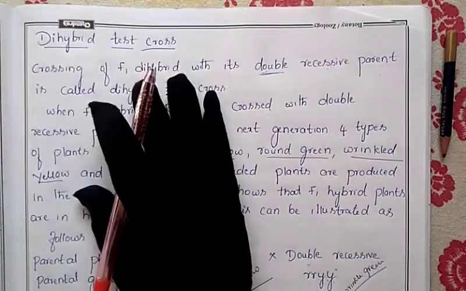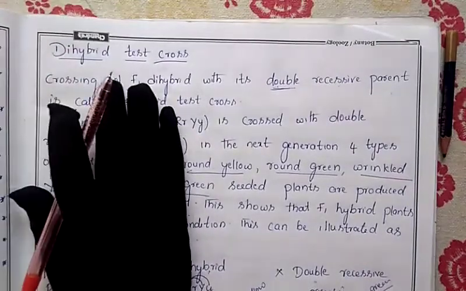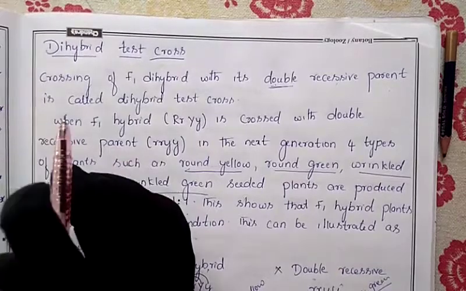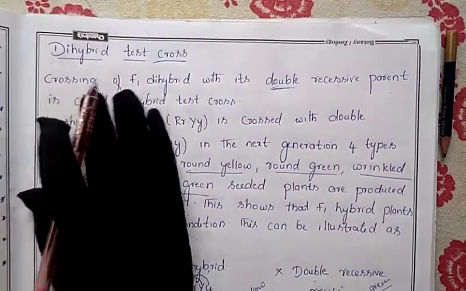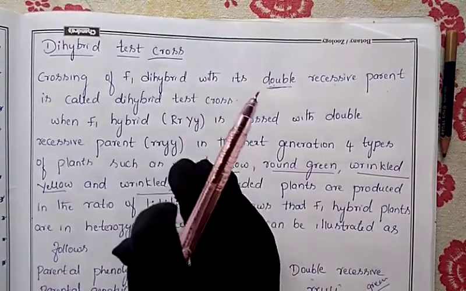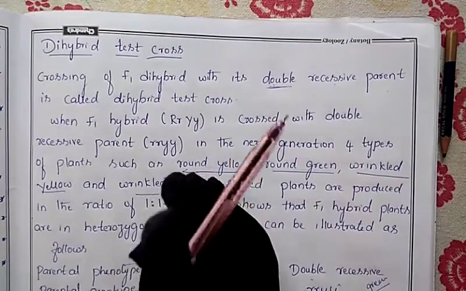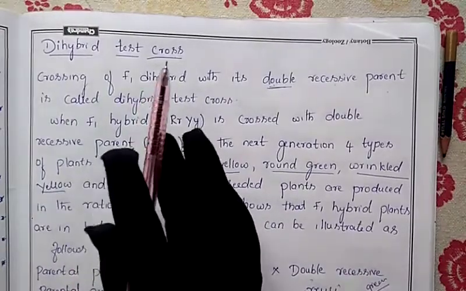Next, let us discuss Mendel's dihybrid test cross. We already discussed the monohybrid test cross in our previous class. In the monohybrid test cross he took only one character, but in the dihybrid test cross he took two characters. In the monohybrid test cross, we cross the F1 hybrid with its recessive parent, and he got the ratio 1:1.